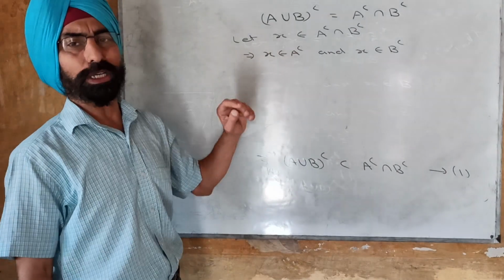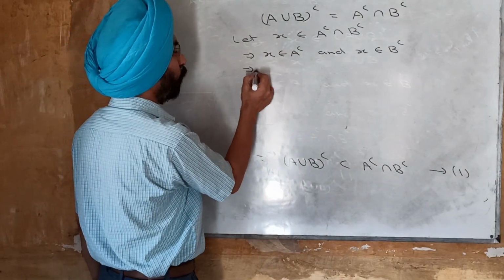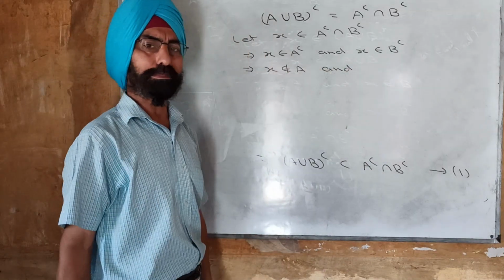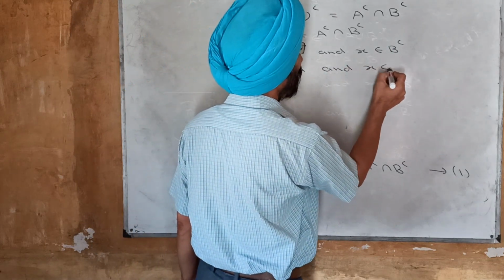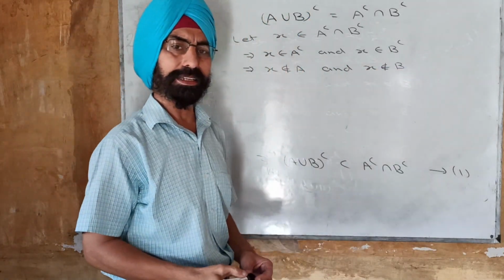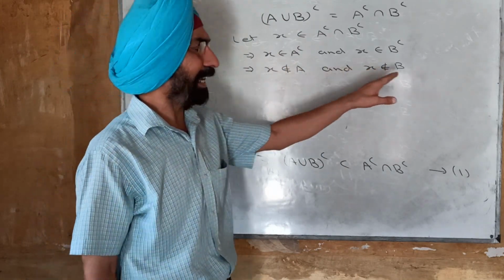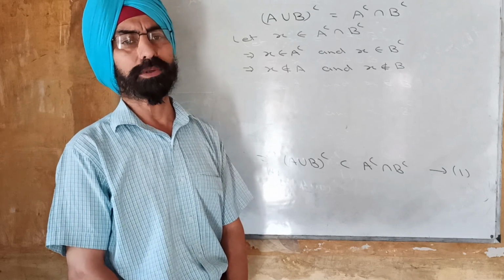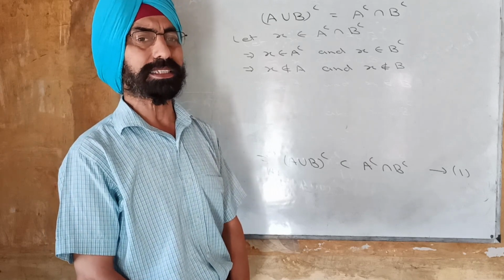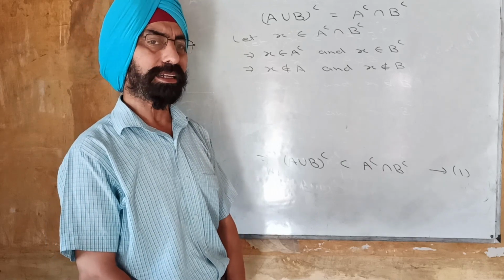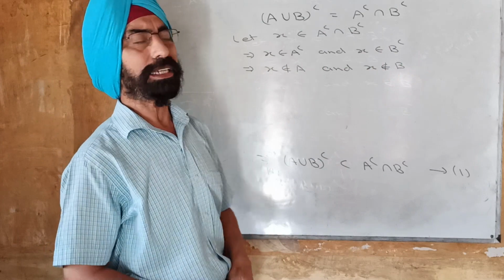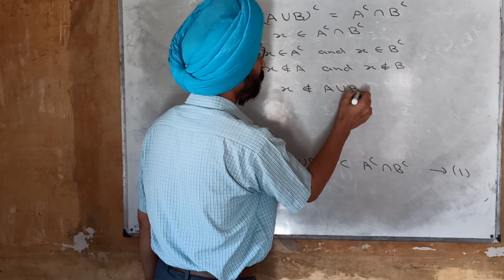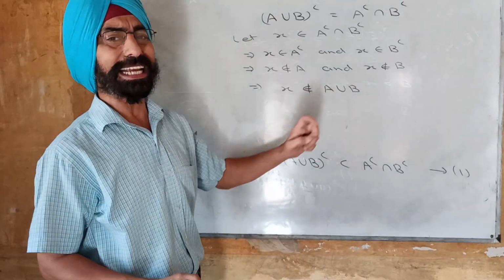Now, X belongs to A complement, that means X cannot be a member of A. Similarly, X belongs to B complement, that means X cannot be in B. Now, X is neither in A nor in B. So, how can X be in A union B? Because A union B contains those elements which are either in A or in B. But X is neither in A nor in B. So that means X cannot be in A union B. X is not in A union B.